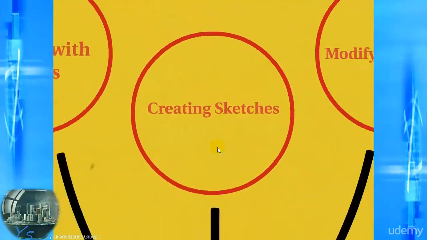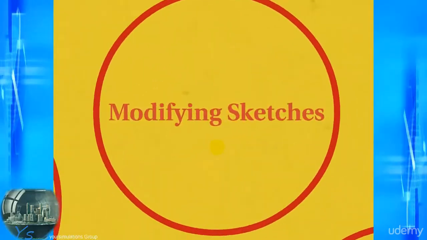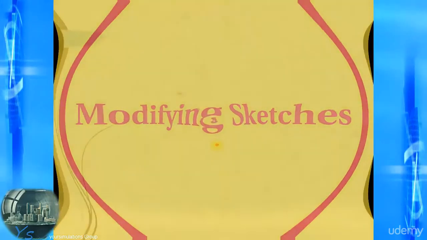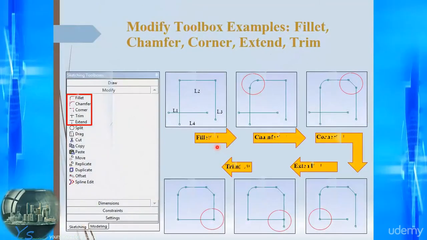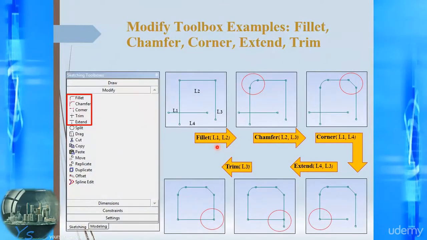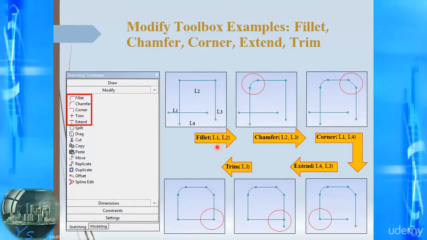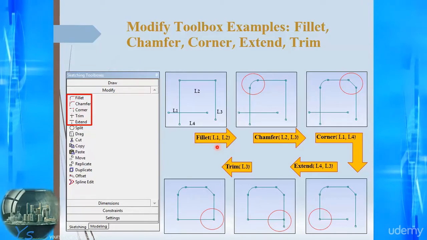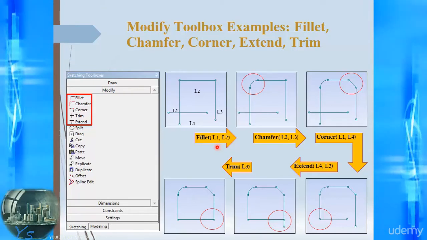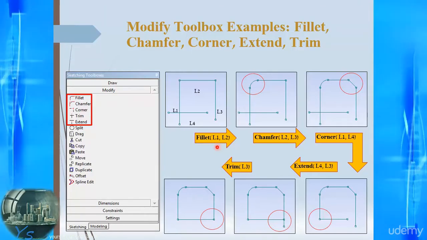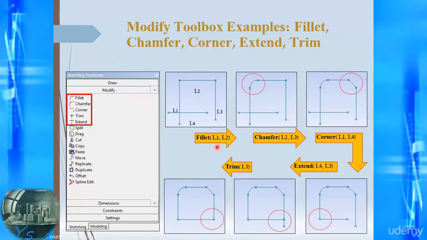Here we can see some of the tools for modifying the sketches. In the sketching toolbox, if we switch from draw to modify, we will see all of the tools available for modification of existing sketches. You can see the ones boxed at the top and the left, the top 5, fillet, chamfer through to extend, and there are some examples of these operations on the right hand side.